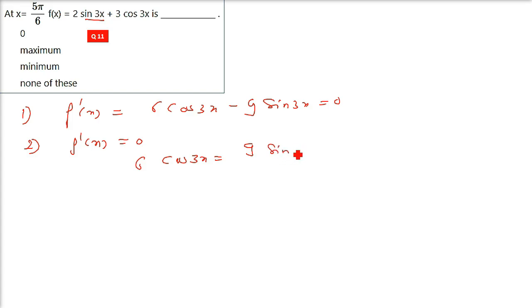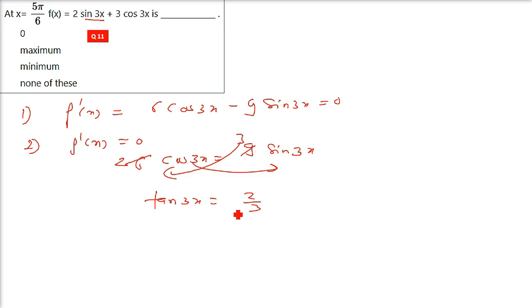So you get tan 3x equals 6 by 9, since sin 3x by cos 3x is tan 3x. 6 by 9 is 2 by 3. So tan 3x is equal to 2 by 3. Now you tell me, what are you going to get? Because when you put this equal to 0, the x value you get is the point of minimum or maximum. So at a certain point x equal to what, you are going to get some minimum and maximum value.